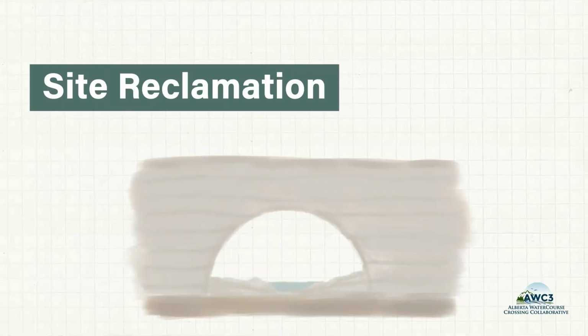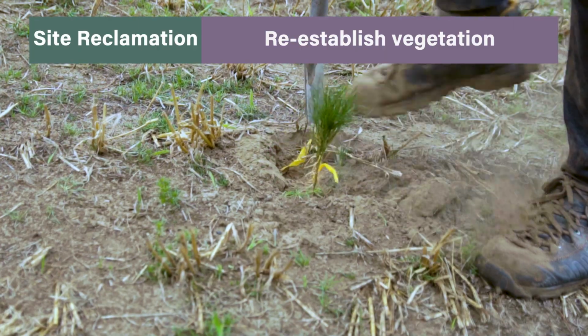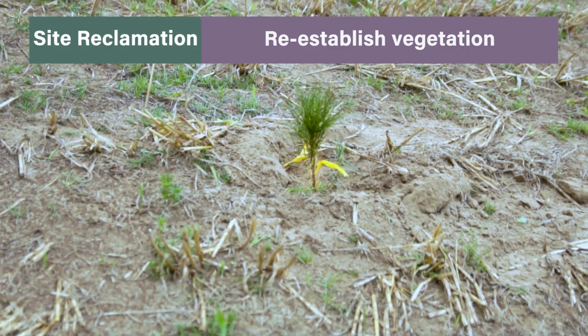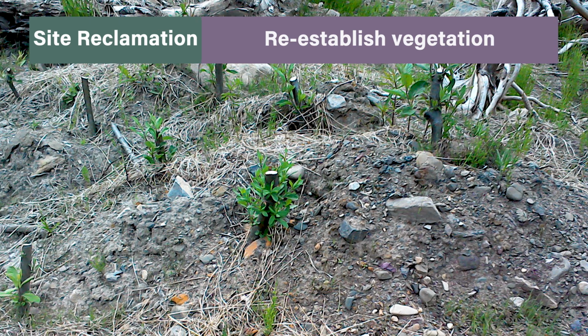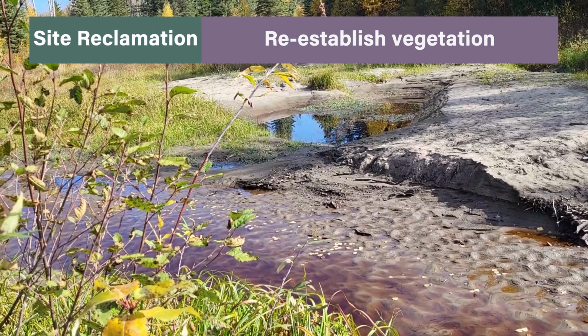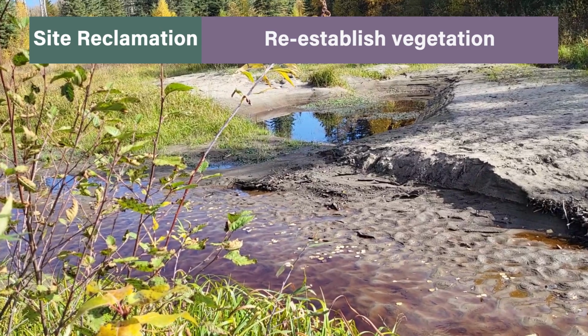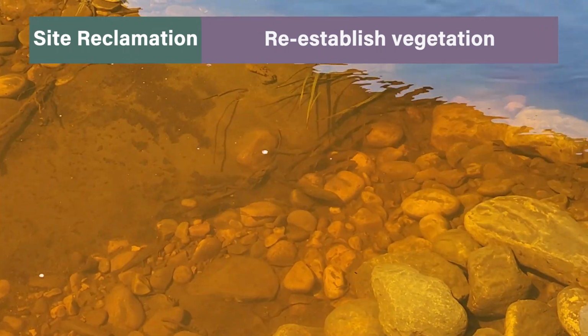Site reclamation. After installation, re-establishing vegetation is a top priority. This vegetation is key for intercepting sediment loads that can enter watercourses and to stabilize stream banks. Sediment from exposed soils and slumping of stream banks can have a significant negative impact on fish.